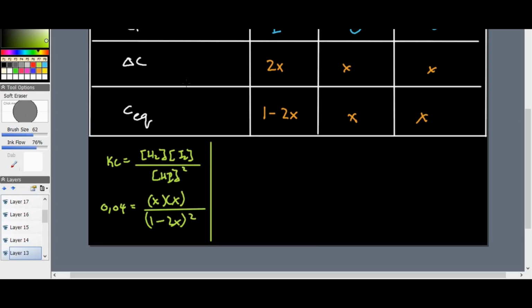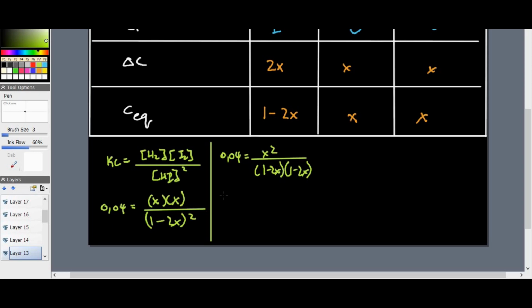And maybe make this a little closer. 0,04 is equal to, of course, x squared on top. And then to solve for the bottom, we're obviously going to have... No, I'm not going to do this by I. Let's actually just do it properly. 1 minus 2x, minus 2x. Okay.